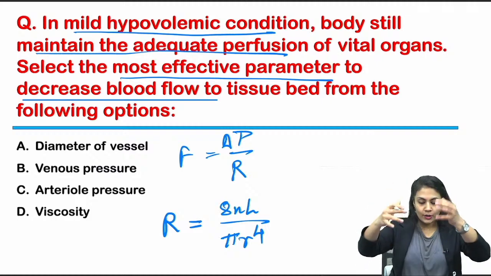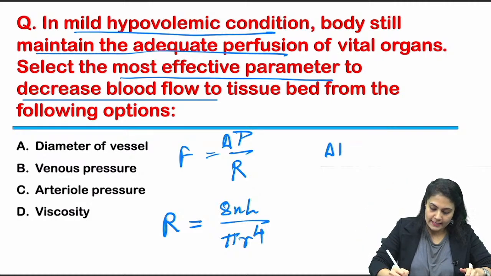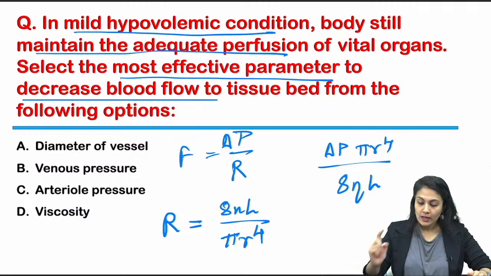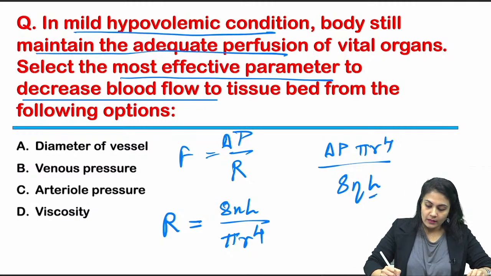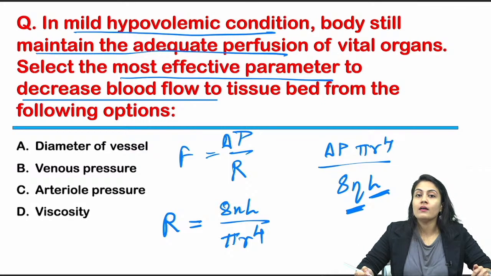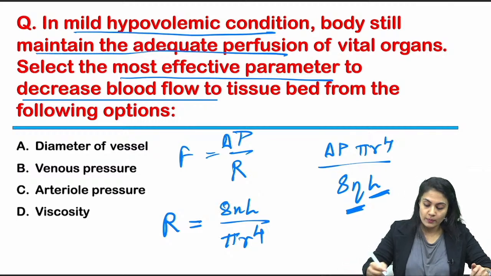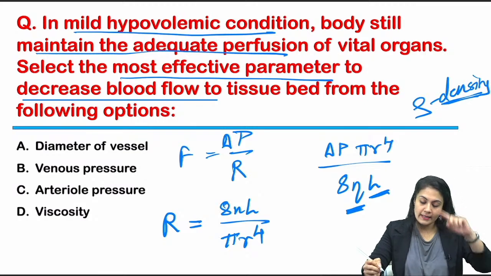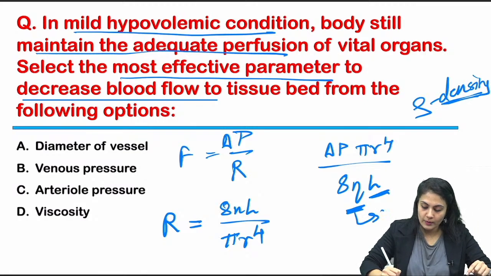Put the R into the flow formula. That is going to be delta P pi R raised to 4 upon 8 eta L. Now understand, the length is inversely proportional, right? And what is eta? Rho is the density, which is applied in the Reynolds formula. Over here, eta is going to be the viscosity.